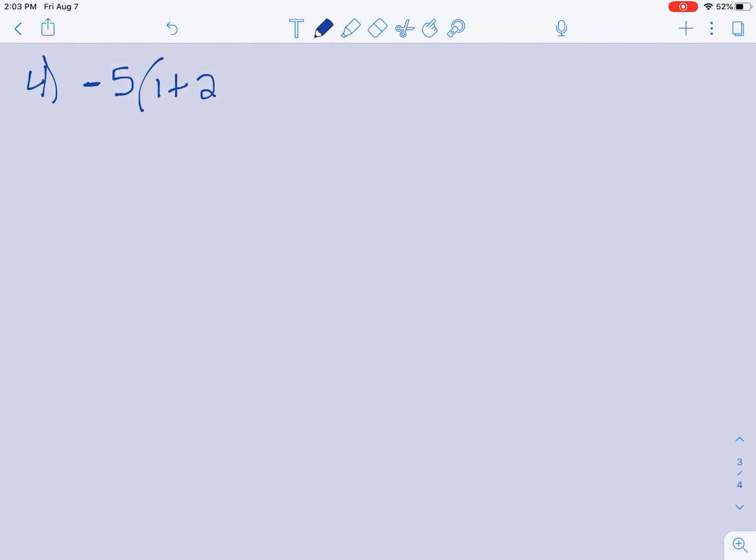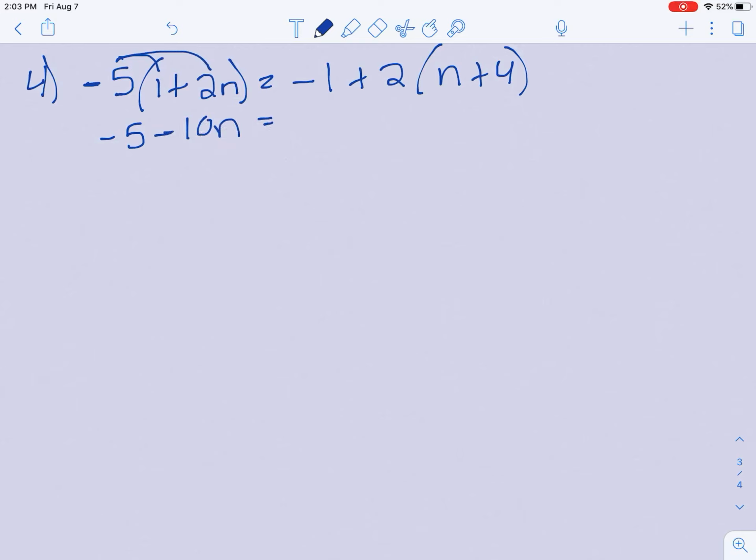Okay, let's try that again. So negative 5, open your parentheses, 1 plus 2n, close your parentheses, equals negative 1 plus 2, open your parentheses, n plus 4, close it. All right, so now I have 2 sets of distribution. I'm going to distribute this negative 5 first. Negative 5 times 1 is negative 5. Negative 5 times 2n would be minus 10n.